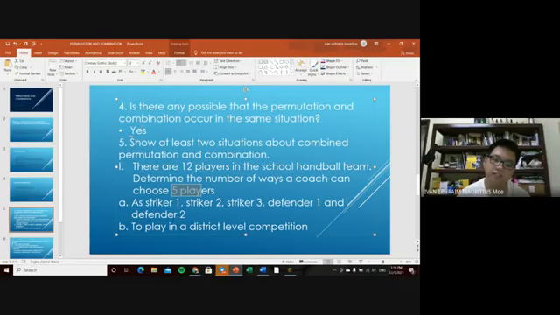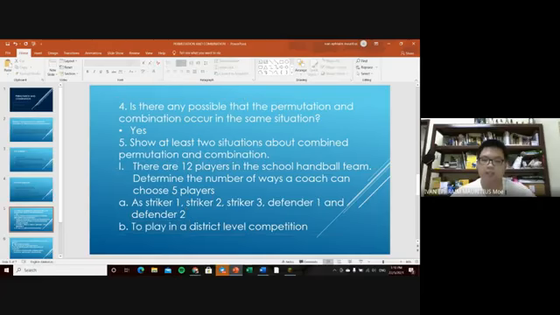Okay. B, to display in the district level competition. Since there is no condition, don't get easily confused by district level competition. So it's 12C5.